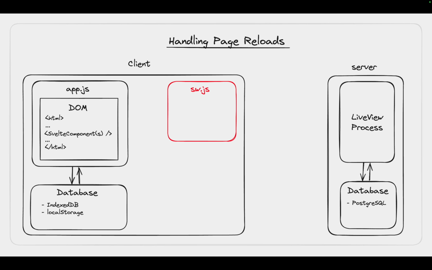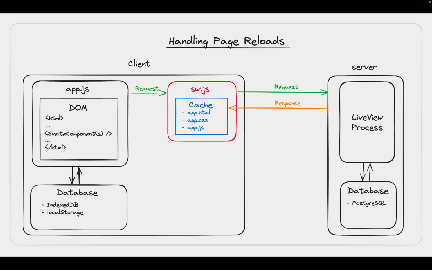Let's see how this works. So let's say we have a request that's being made from our main app. The service worker is able to intercept this request, and then it can forward it on to our server. And then when we get a response back from the server, the service worker has the ability to cache this response. So for example, we can cache the HTML, CSS, JavaScript, or whatever other response we get back from the server. And then from there, we can just forward that response back down to our main app.